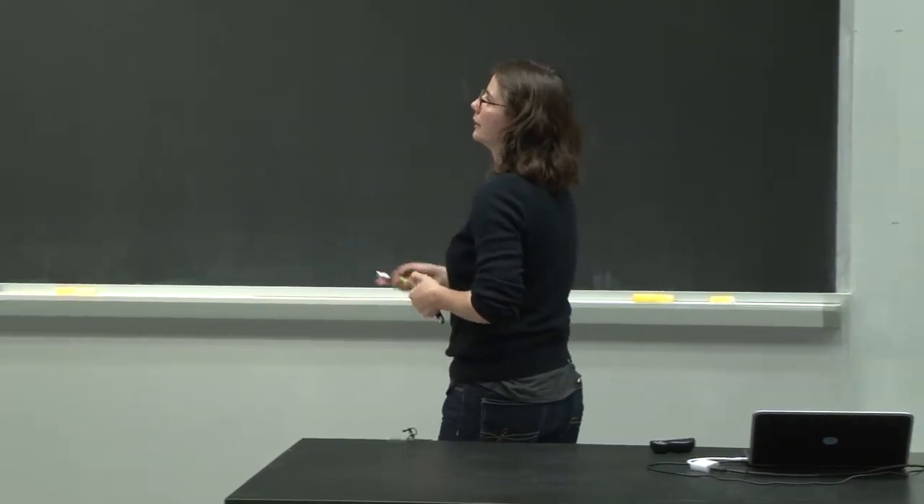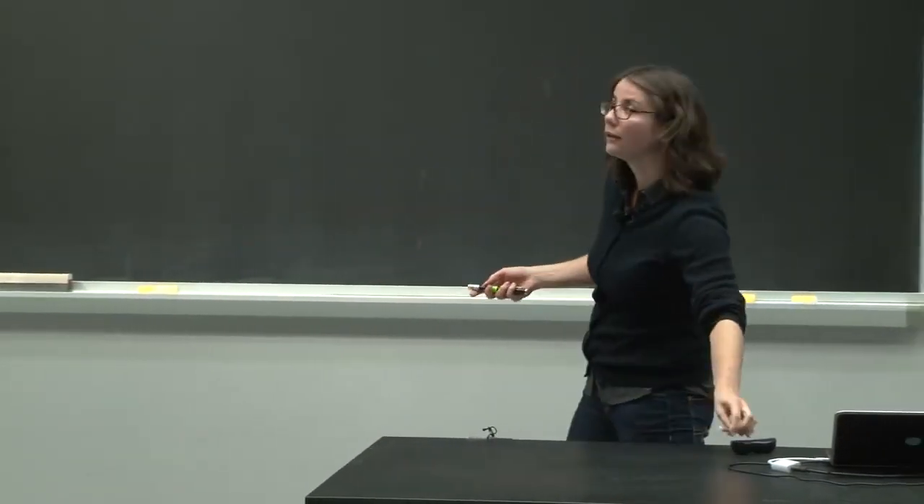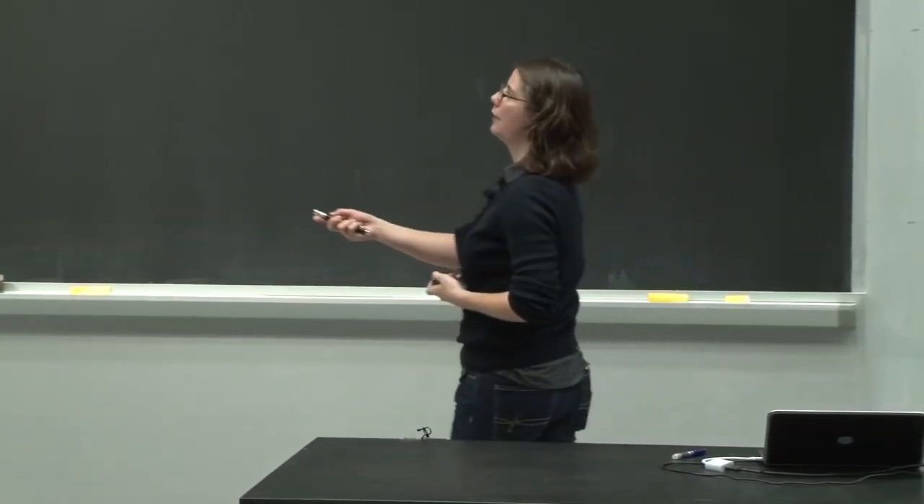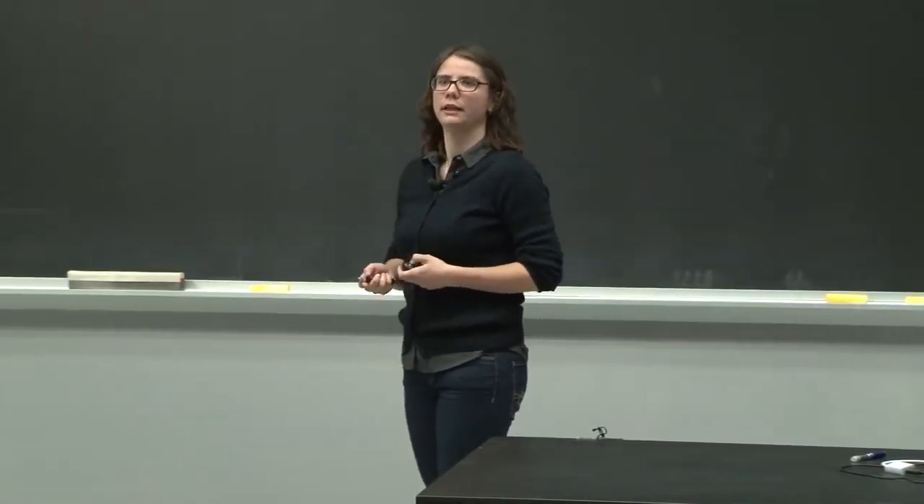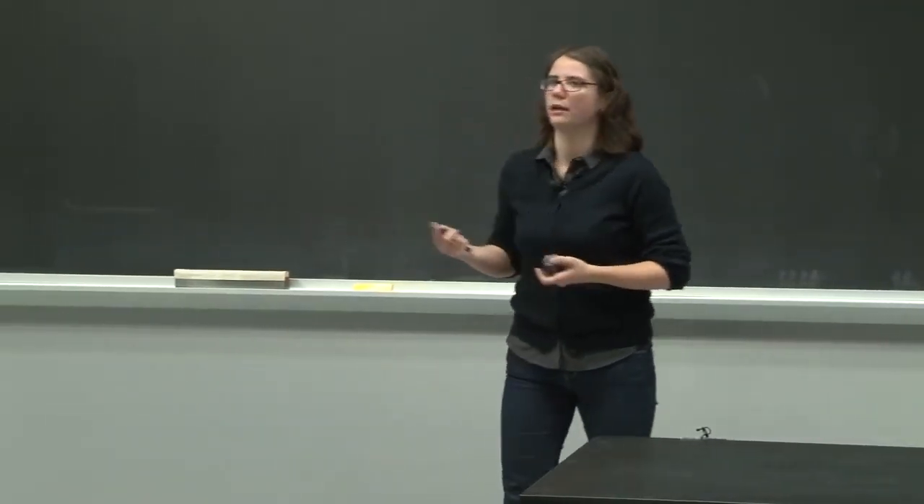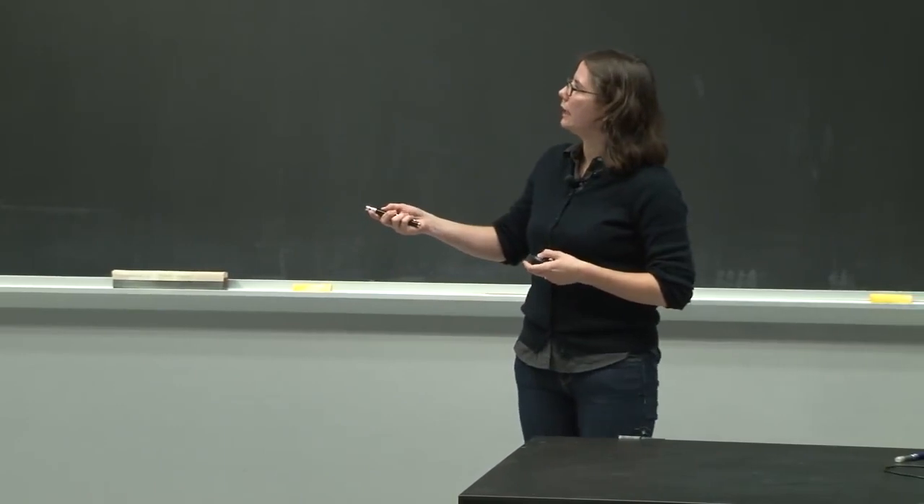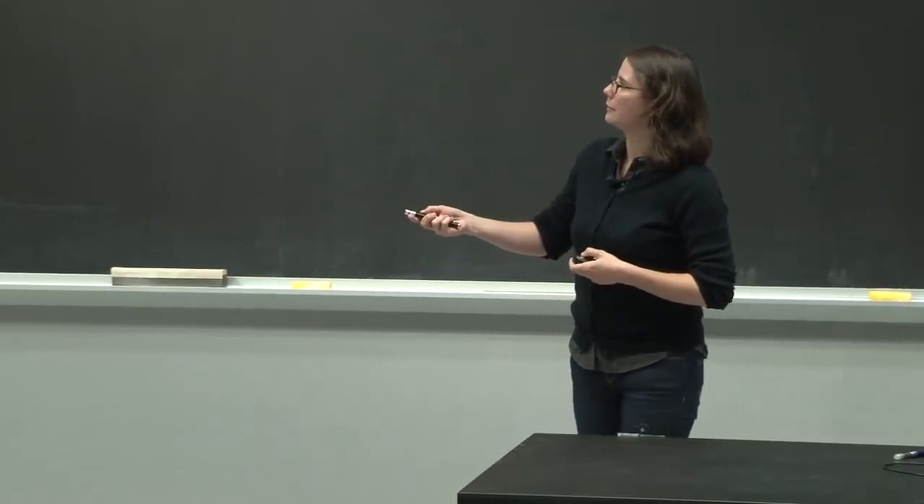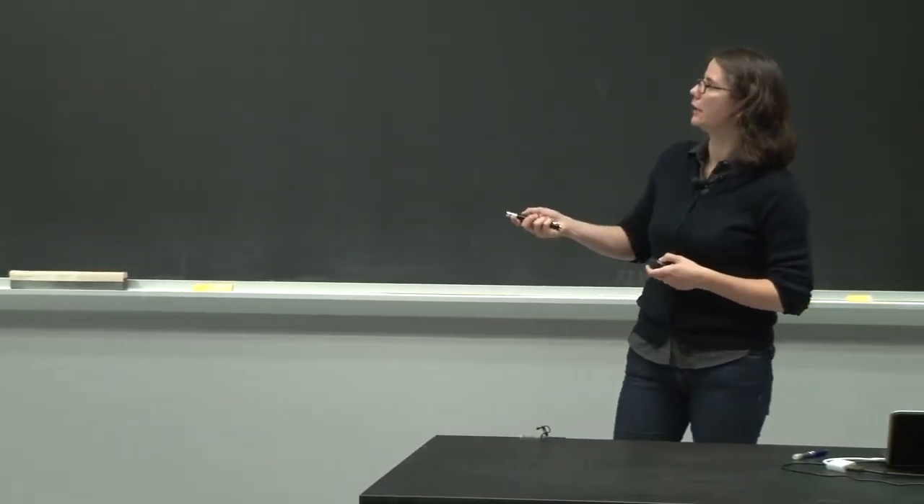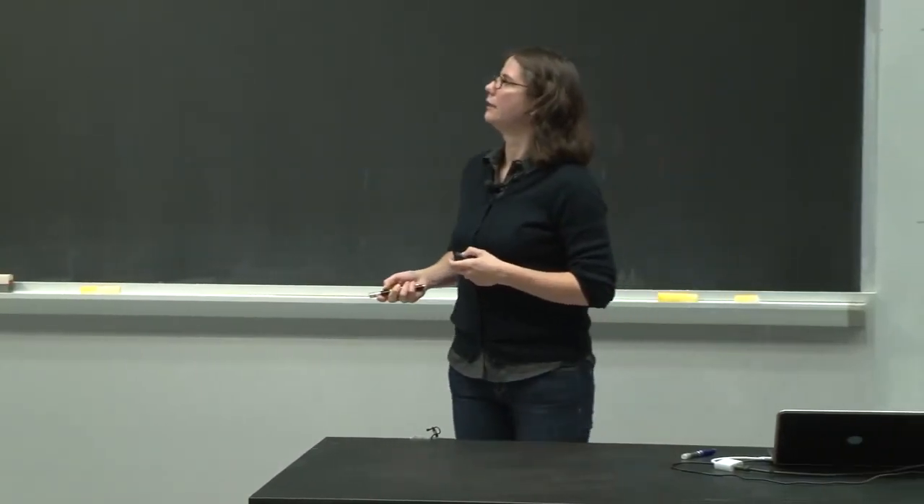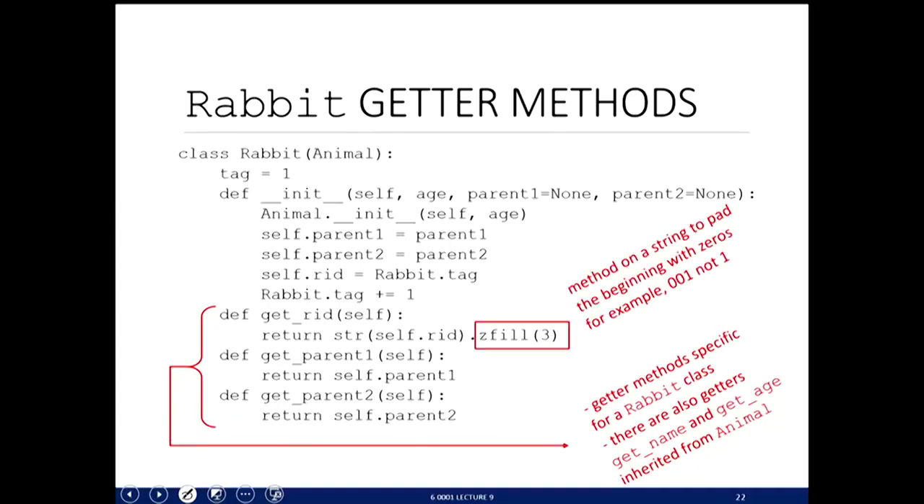So that's how the init method of rabbit works. We have these tags that keep track of how many rabbits we've created. We have some getters here to get all the parents. So now let's add a somewhat more interesting function.